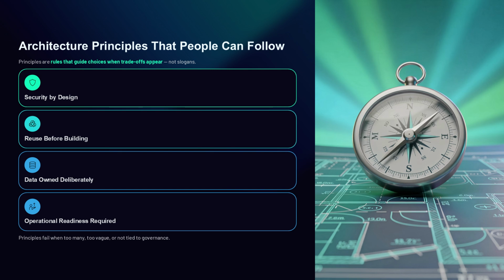Principles work when they are few, clear, and consistently enforced. They fail when they are too many, too vague, or not tied to governance. In the preliminary phase, you create principles that act like North Stars for every architecture conversation that follows.